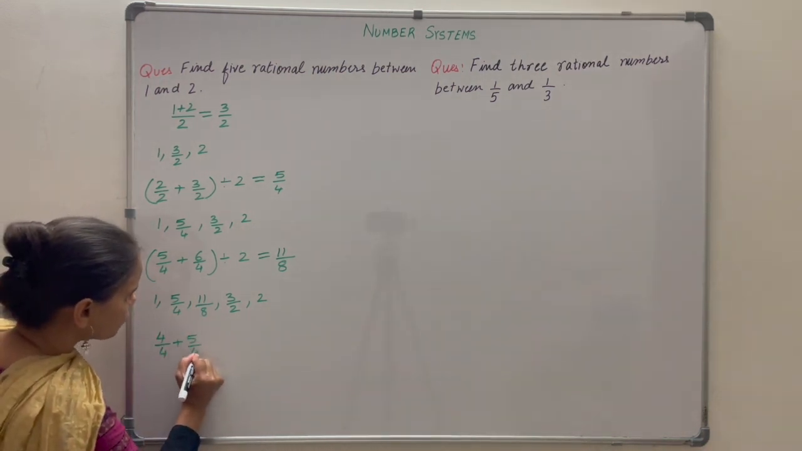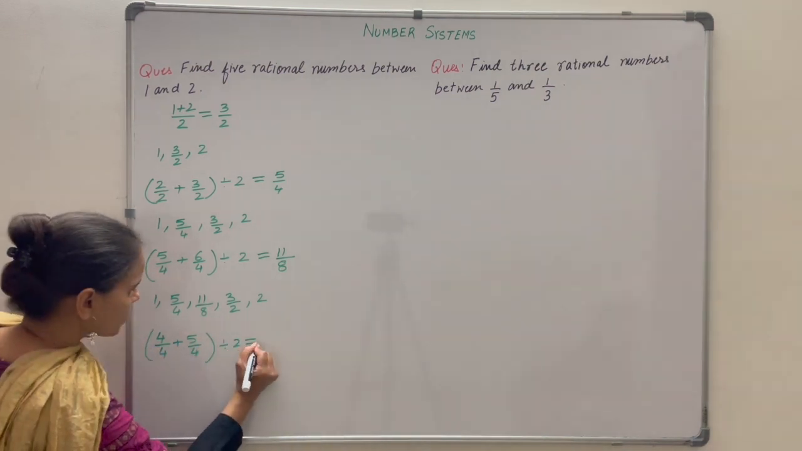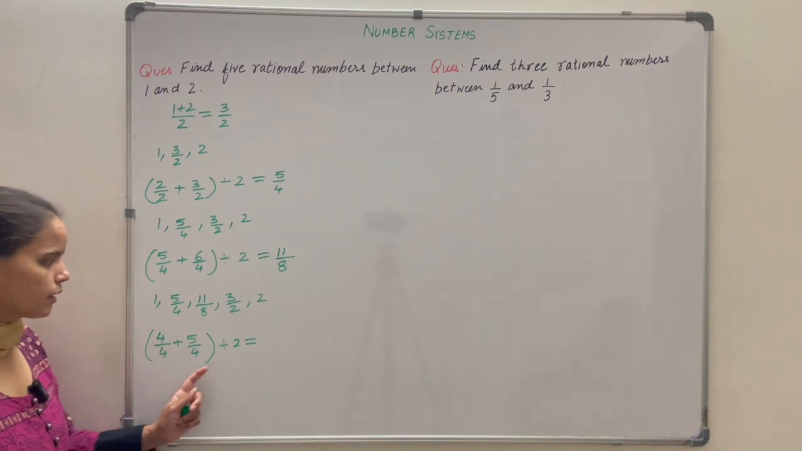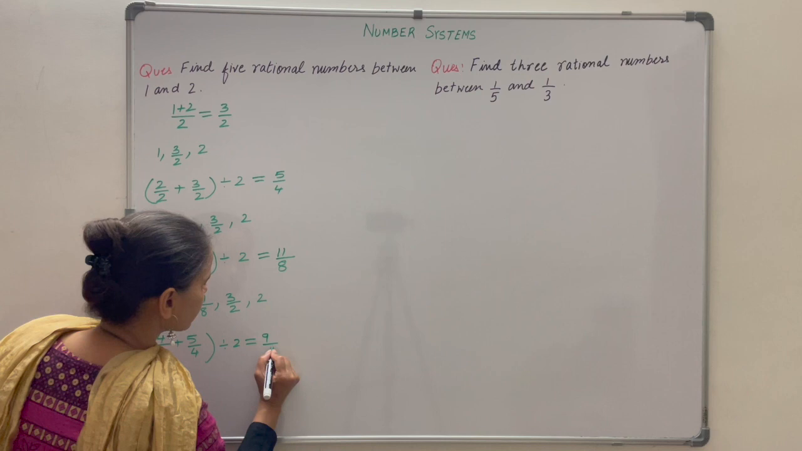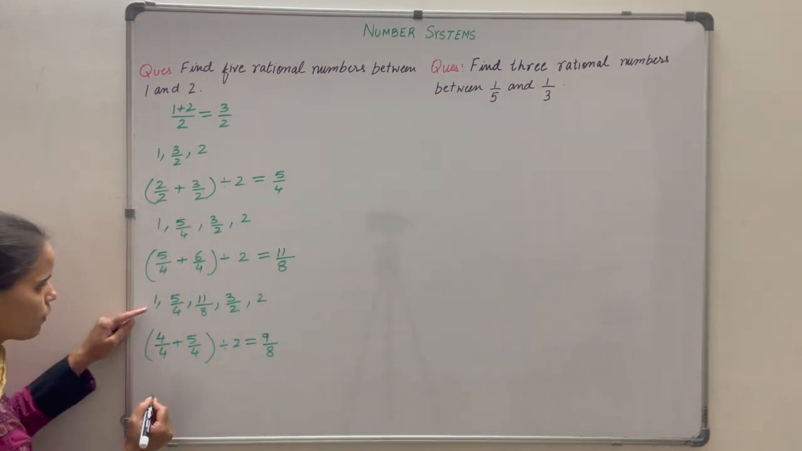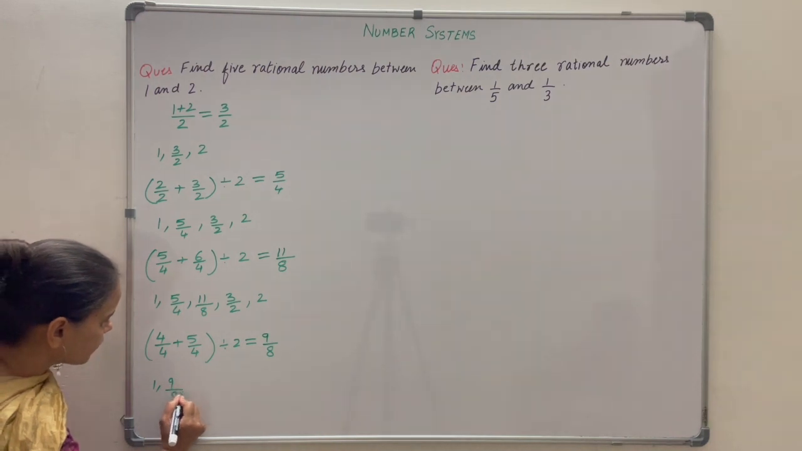So we are adding these two numbers divided by 2. So here what do you get? 9 by 4 divided by 2 gives you 9 by 8. So you got four numbers now. So you got here 1, then after that 9 by 8. This is the first number now.